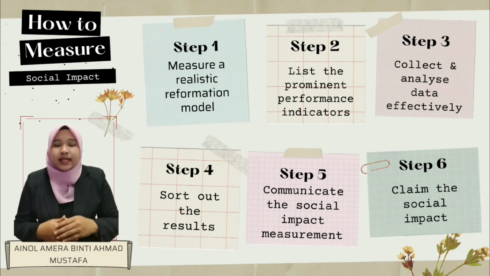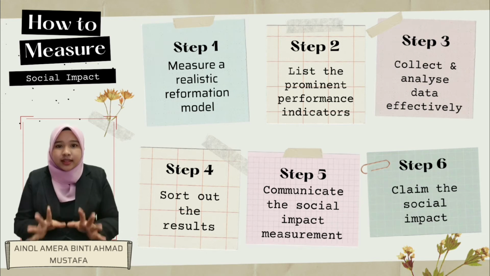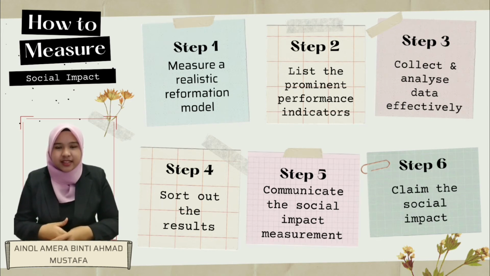The third step is to collect and analyze data effectively. This may be the most critical step in measuring social impact. It is crucial to make sure that the data collected is sufficient and efficient in helping to make a decision. If the data provide positive feedback, then the company may proceed to the next step. If not, the company needs to revise the measurement and take corrective action to overcome the deficiencies.